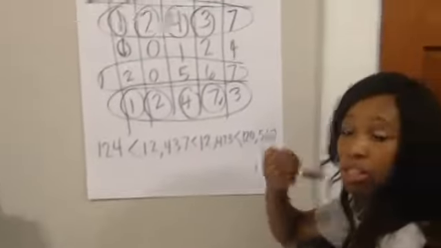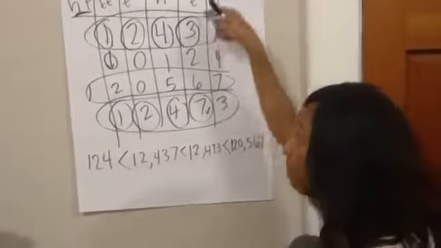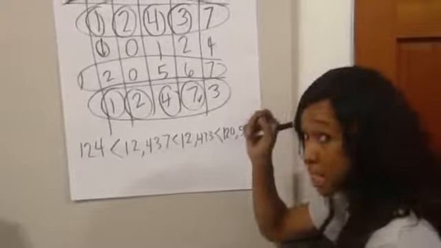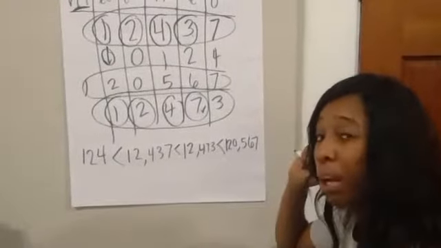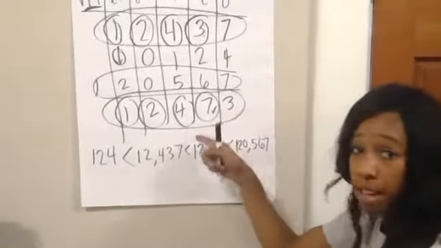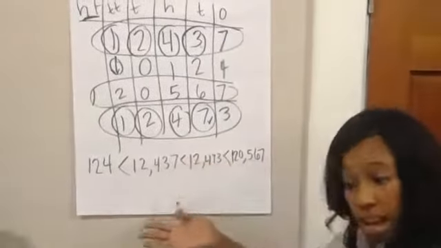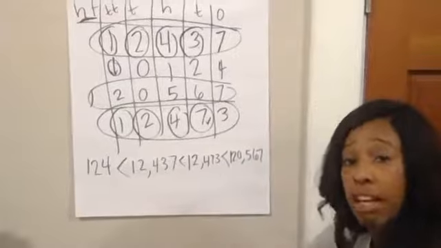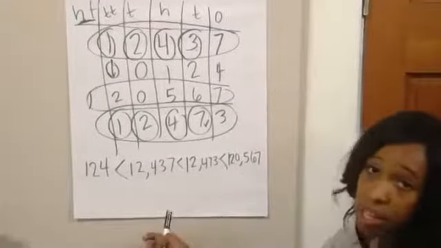12,473 is less than 120,000, and this is going to be small, 120,567. So, whenever you have multiple numbers like this, especially on tomorrow's quiz, winkety wink, wink, wink, I suggest drawing a place value chart. If you don't draw a place value chart, you're going to be upset with your grade because it's so easy to make mistakes, okay?